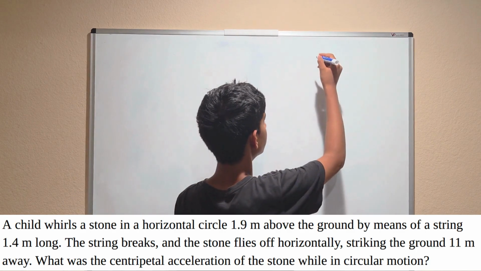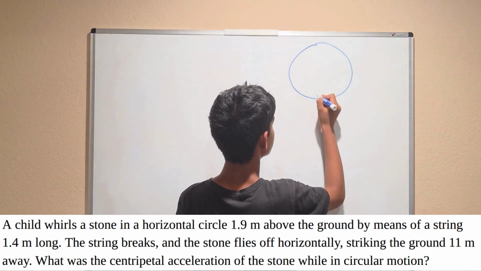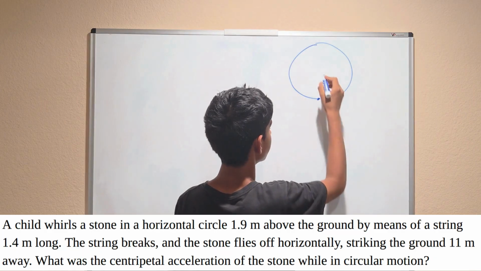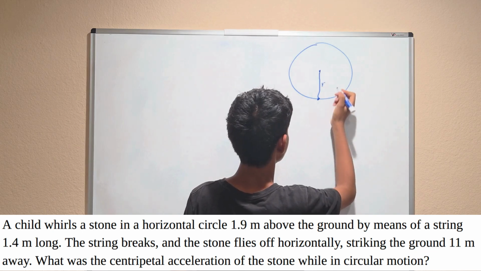So from a top-down view, that could look like this. This is a circle, and the stone is maybe right here in its path. This is the center, and some radius r.